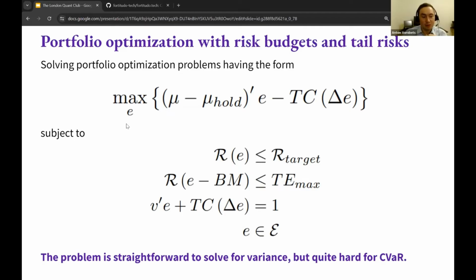But when you look at this formulation, you also see that there are some other real-world nuances. So first of all, we do not optimize over portfolio weights, as in the textbook. We optimize over portfolio exposures. And basically, this is necessary to be able to handle derivatives in an elegant way.